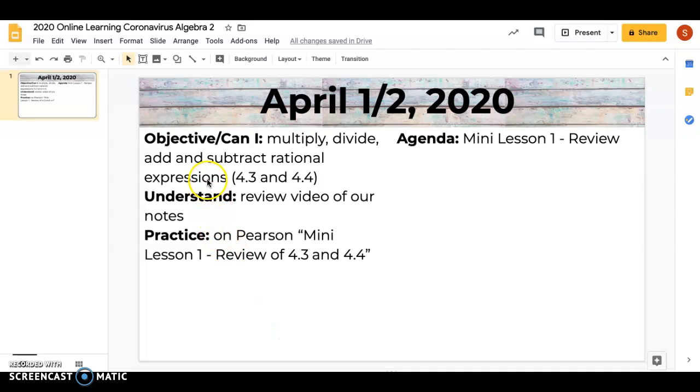And then just like the two parts on Schoology that you'll see, there's the understand and the practice. So the understand is this video that I made. It goes right off of your notes, which you'll see. And then the practice you'll find on Pearson, okay, if you're interested.